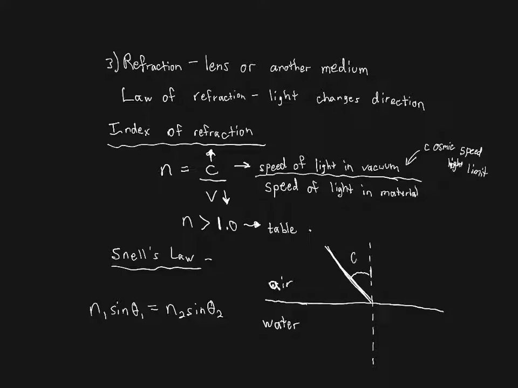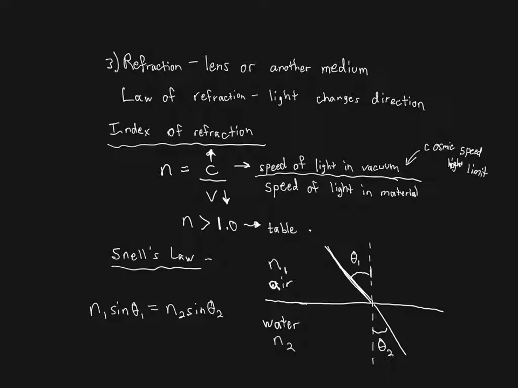And we'll call the index of refraction of air n1. And it's going to refract. It's going to bend a little bit. So we can draw our bending at some angle, theta 2, in the index of refraction of water, which we will label as n2. So this is how the index of refraction works.